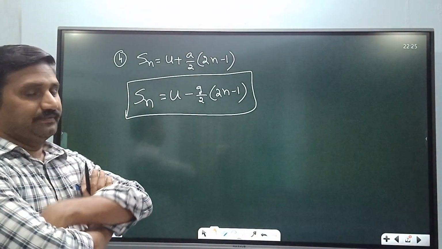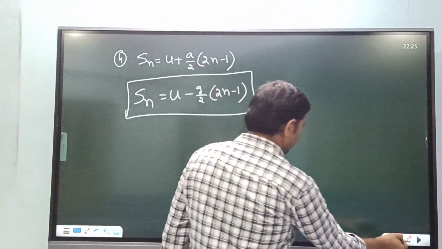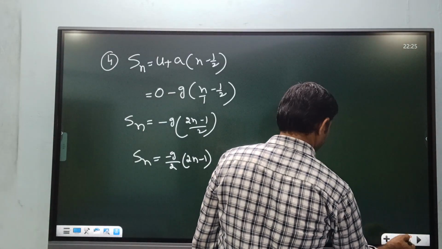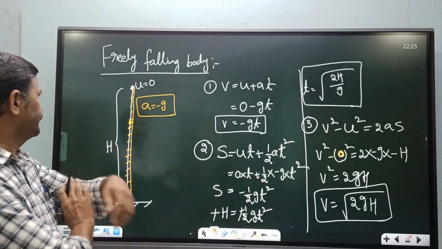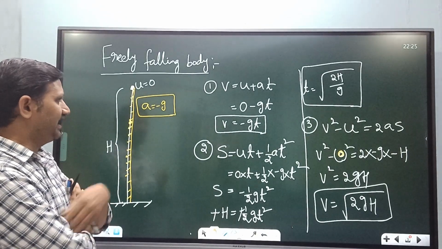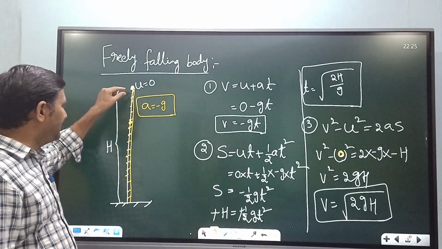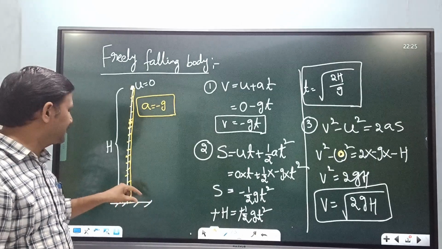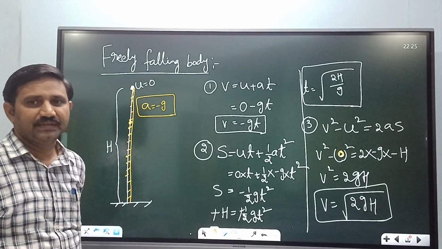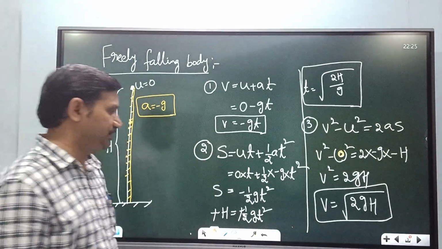Once again, a summary of the freely falling body and the vertical projected body. In case of a freely falling body, the initial velocity of the body is 0 and a is equal to minus g. Then we have two formulas. If this is a tower, the time taken by the body to reach the ground is t is equal to root of 2h by g, and the final velocity of the body on reaching the ground is v is equal to root of 2gh.